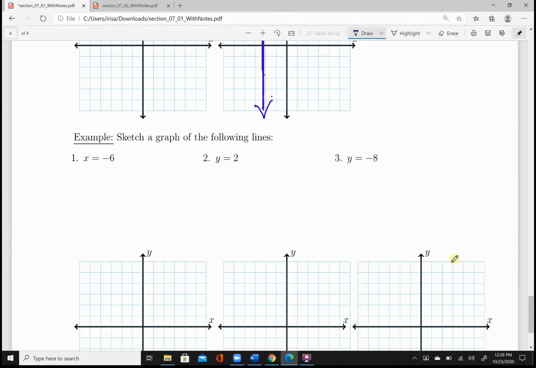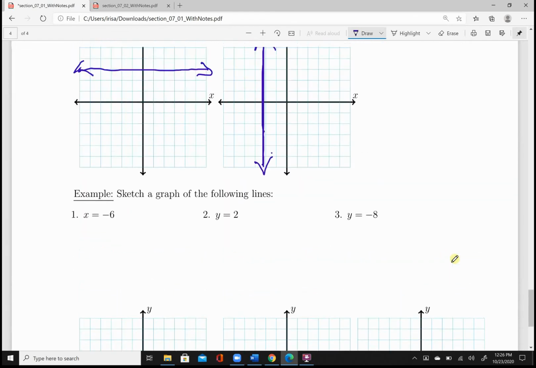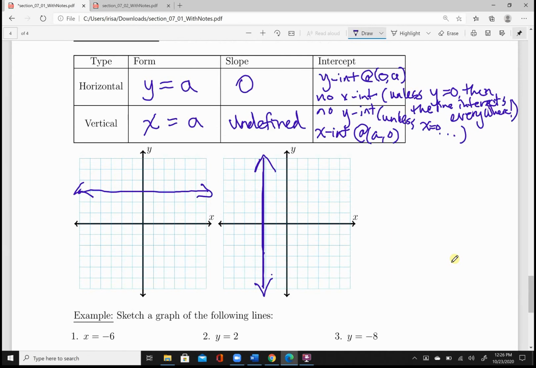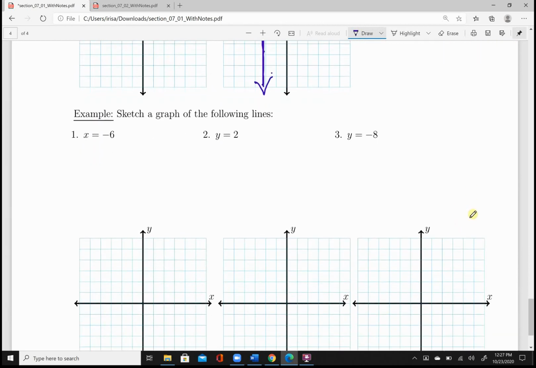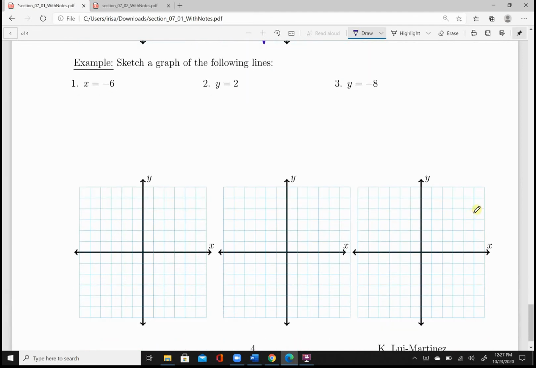Let's sketch a graph of the following lines. Okay, so remember the structures, right? Any vertical lines are going to have the form x equals some number. Any horizontal lines are going to be y equals some number. So what type of line is this first one? It says x equals -6. Well, that's going to be a vertical line at -6. So that's 1, 2, 3, 4, 5, 6. That's all the way out here. It's vertical. So yeah, something like that will do. Here is x equals -6.